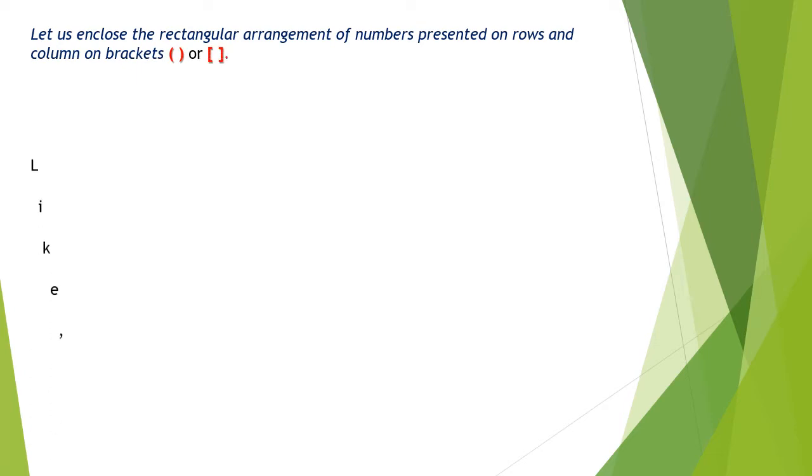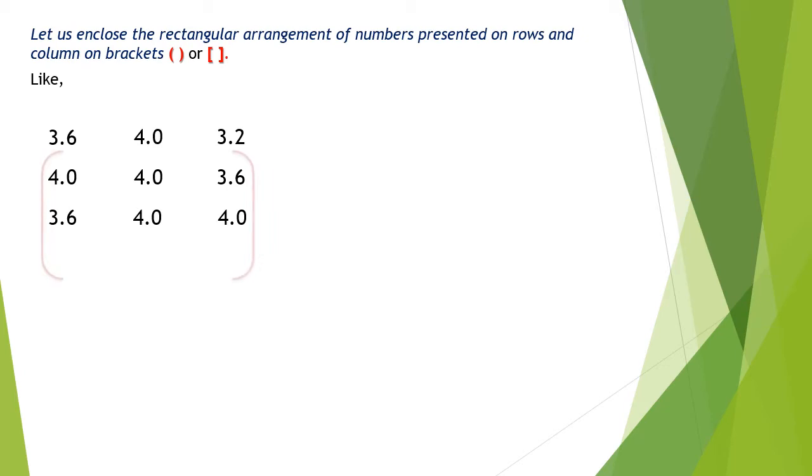Now let us enclose this rectangular arrangement of numbers, represented in rows and columns, in a bracket. You can see the bracket, a small bracket or a bigger bracket. These are numbers arranged in rows and columns. Now let's enclose these numbers in a bracket. You can see the bracket, and actually this is a matrix.